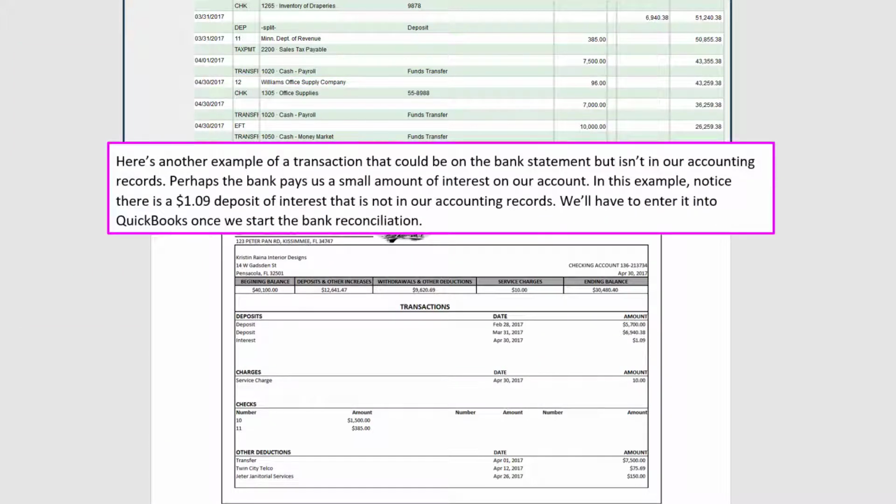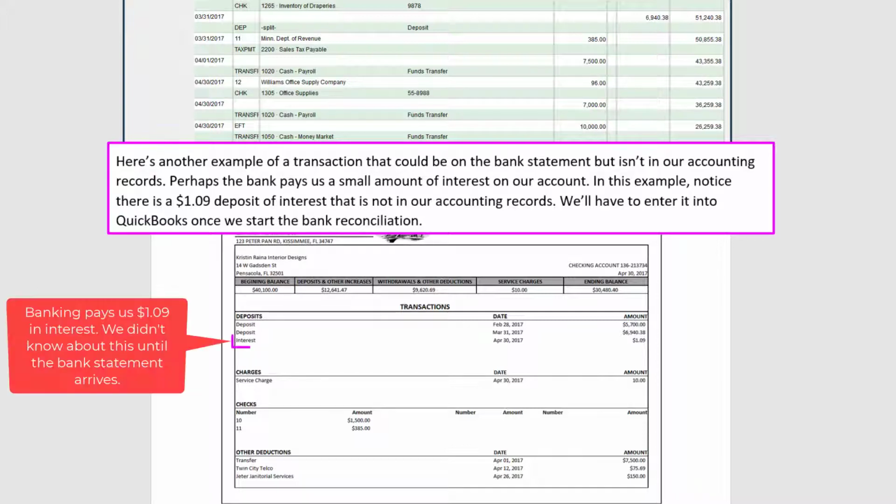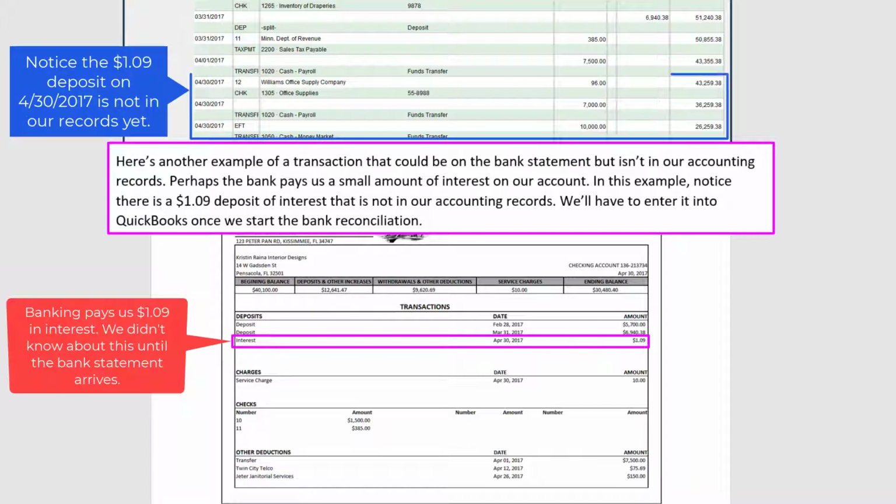Here's another example of a transaction that could be on the bank statement but isn't in our accounting records. Maybe the bank pays us a small amount of interest on our account. In this example, notice there's a $9 deposit of interest that is not in our accounting records. We'll have to enter it into QuickBooks once we start the bank reconciliation.